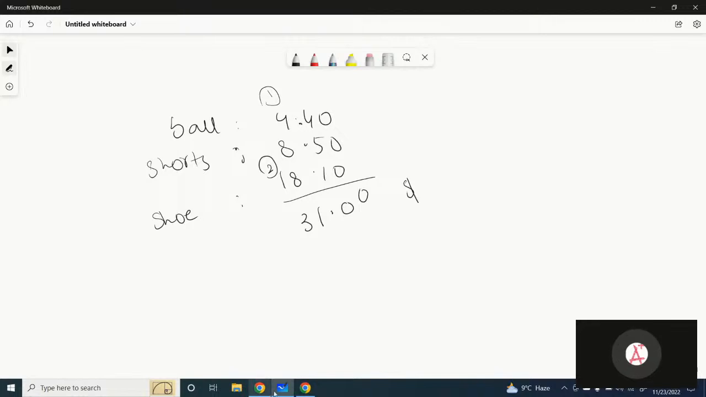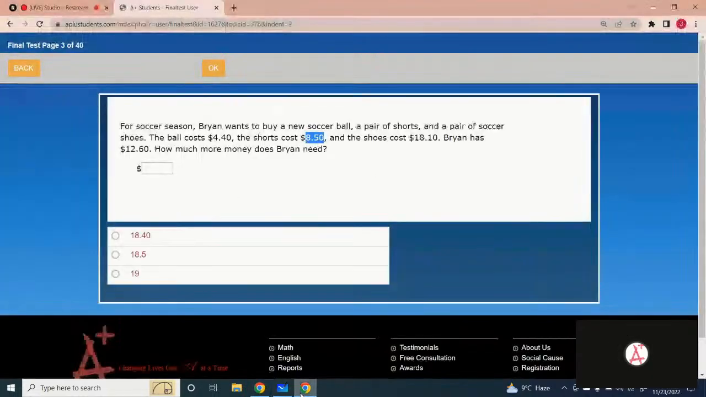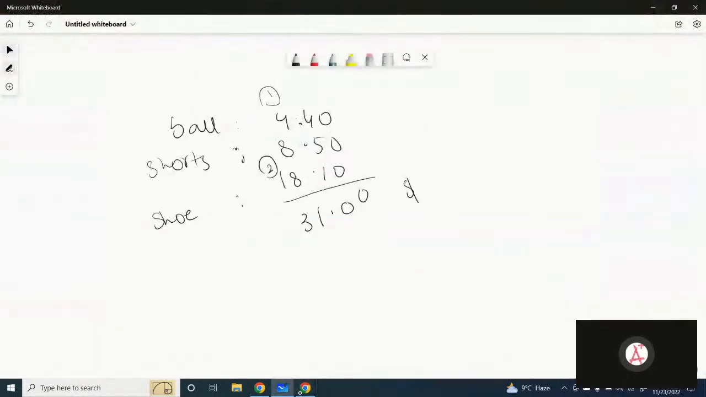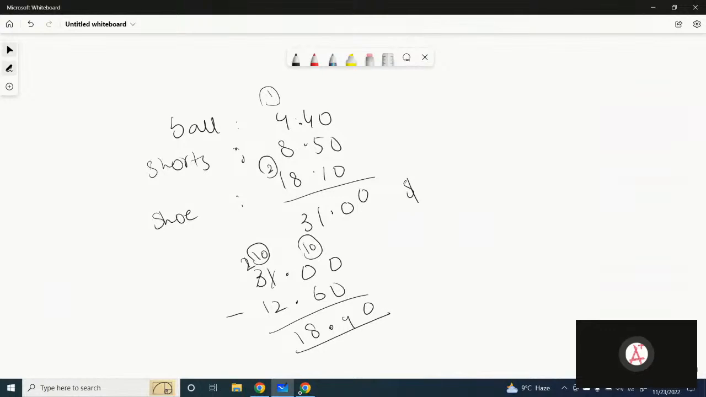Got it? He already has $12.60. So 31.00 subtract 12.60. It will be 0, 0, 10 subtract 6 is 4, 1, 2, borrow 1, 10 subtract 2 is 8, 2 it would be. That means the more amount he needs is $18.40. Got it, everyone?